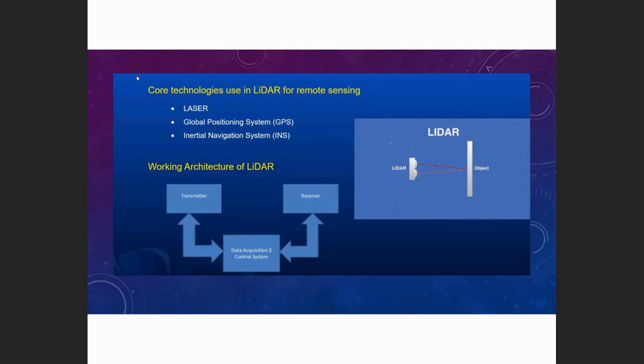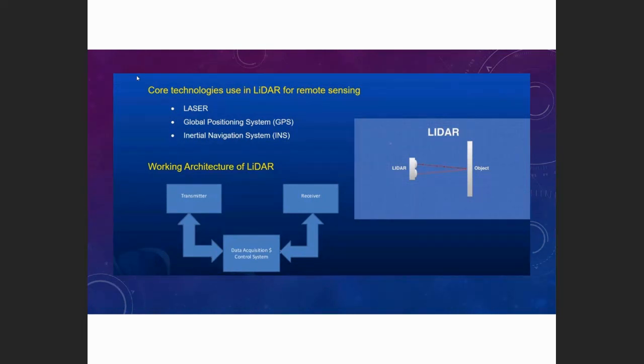If I send the signal, it will hit the object and come back. Once it hits the object and comes back, by the time duration it measures the height. Suppose there is the top of a building and the ground of the building. One signal will hit the top of the building, and another will hit the ground. There is a time difference between these two, and LiDAR calculates that to get an exact, accurate height.